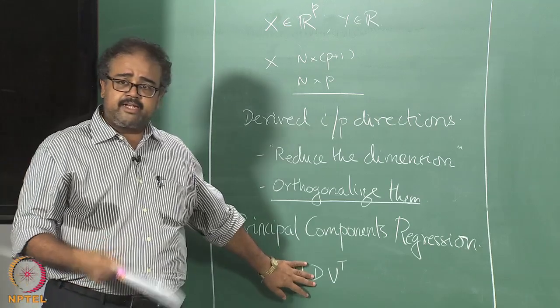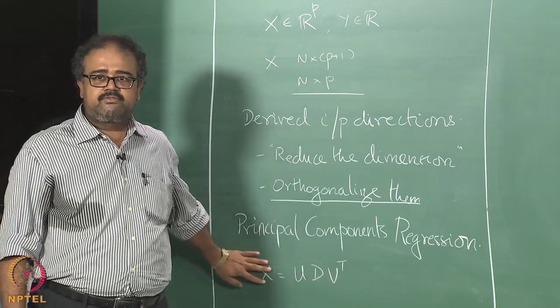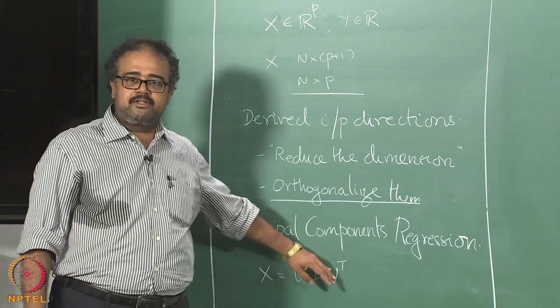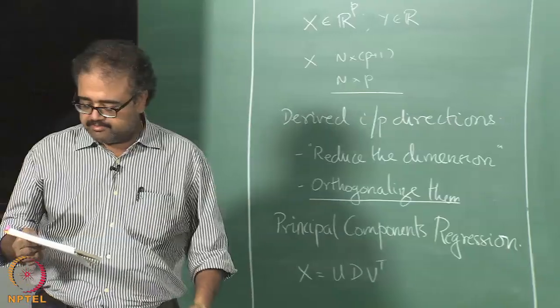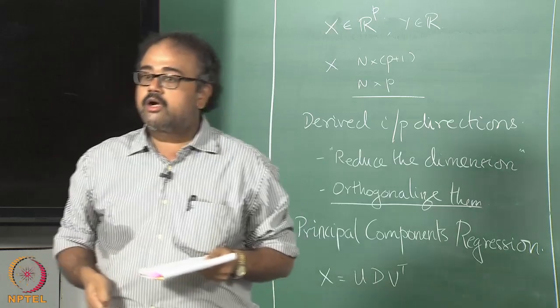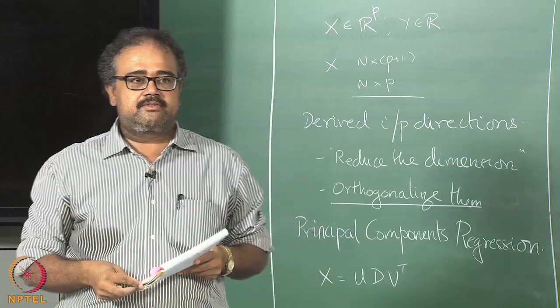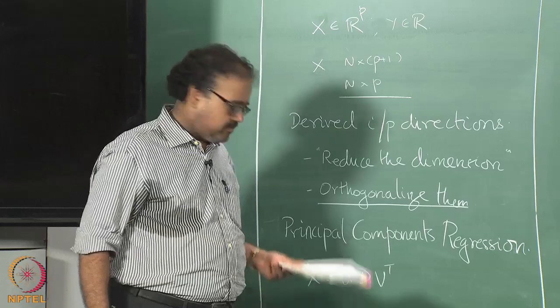Right. So D is a diagonal matrix, where the diagonal entries are your eigenvalues, otherwise known as singular values. V is a P cross P matrix which has your eigenvectors, and U is a N cross P matrix which typically spans your column space, the same column space as X. Okay. So this is essentially the singular value decomposition that we talk about.